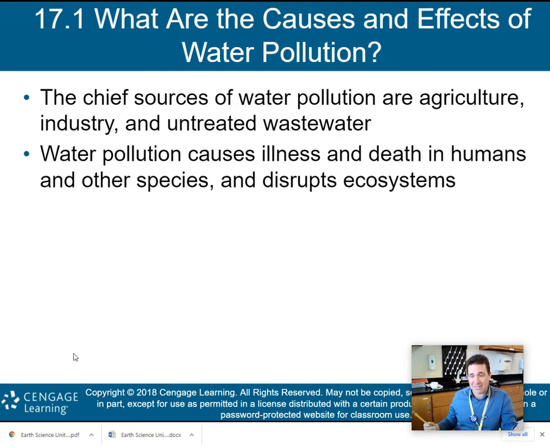And what I mean by waste, usually talking about number one and number two, okay? Instead of going into septic or wastewater treatment plants like we have here in the U.S., in many parts of the world that number one and number two goes right out into rivers. And not only from us but from animals as well. So those are issues, and that's what we talk about when we talk about untreated wastewater. Water pollution causes illness and death in humans and other species and disrupts ecosystems.